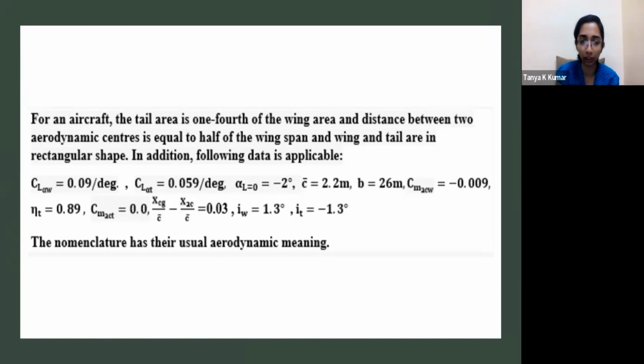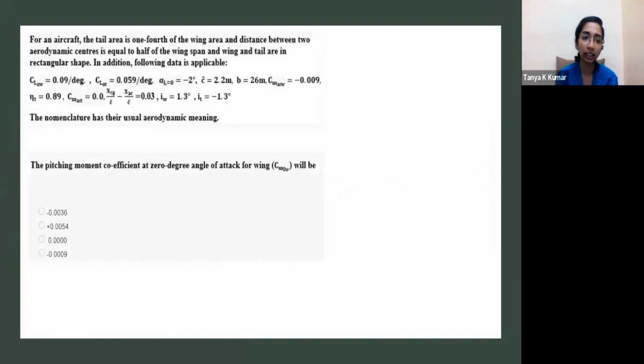Okay, so this is the first question of assignment 3. The data given to you is put up on the screen. Let's go to the first question. The question is the pitching moment coefficient at 0 degree angle of attack for the wing. We have done a similar question in the last lecture. So what would the formula be? How do we calculate this?